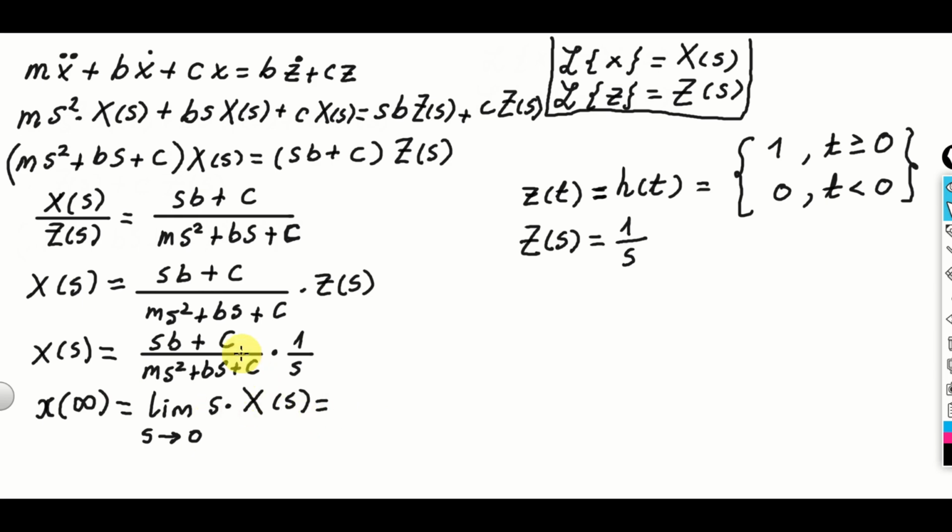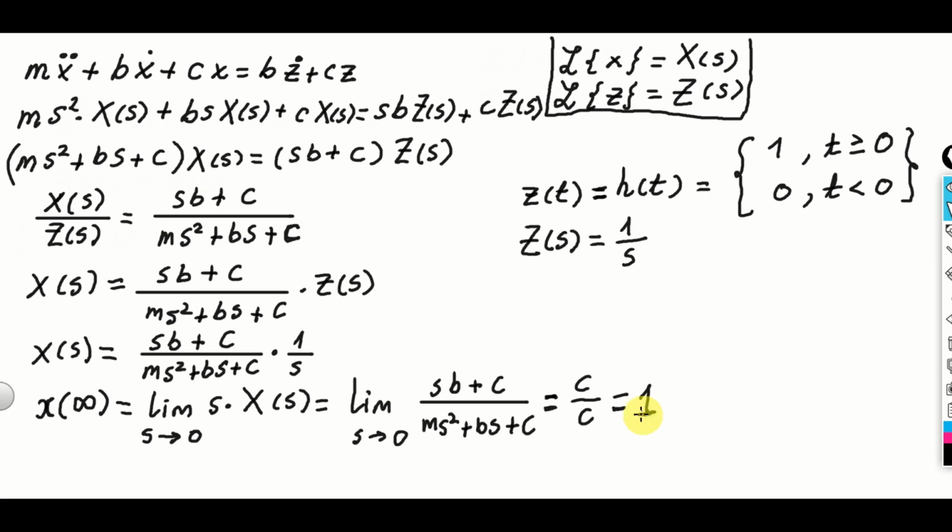Obviously, if we plug in x of s from this equation, we will have that the limit value when s goes to 0 of s multiplying x of s is simply (sb plus c) over (ms squared plus bs plus c). And this limit value is obtained by substituting s by 0. This term becomes 0, this term becomes 0, this term becomes 0, and at the end we have c over c. And this is equal to 1. So the DC gain of our system is equal to 1.